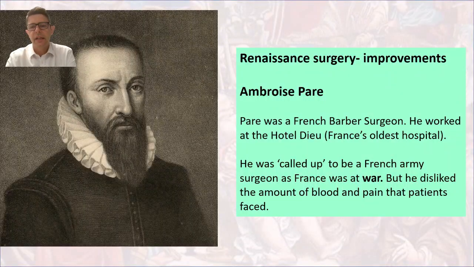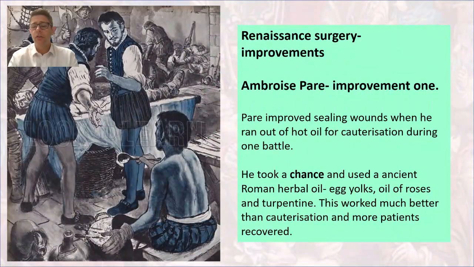Paré is our second key individual. So Paré was obviously a French barber surgeon. He went to war and he really didn't like being a battlefield surgeon, so he started to make some improvements. So improvement number one. He stopped using hot oil to seal wounds. Instead, he took a chance on an ancient herbal oil he knew of, which involved egg yolks, oil of roses, and turpentine, and this worked much better. The patients were not in pain, they recovered better.